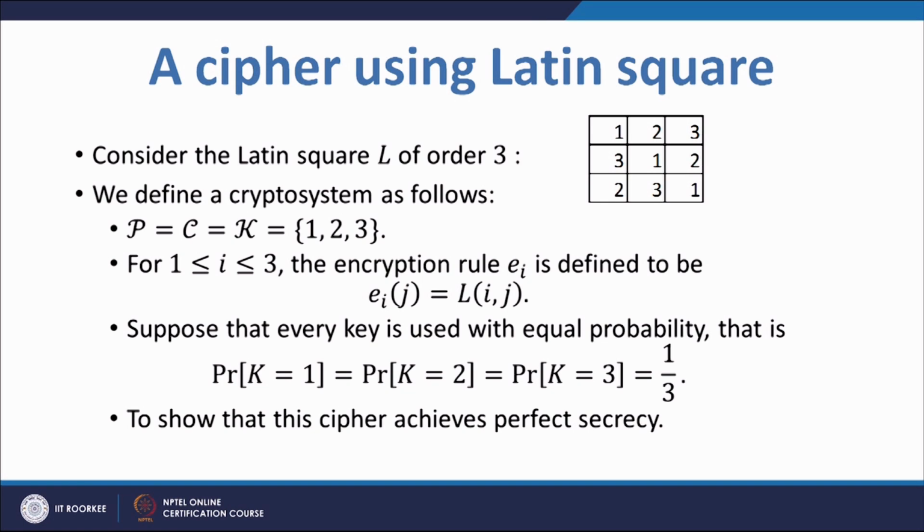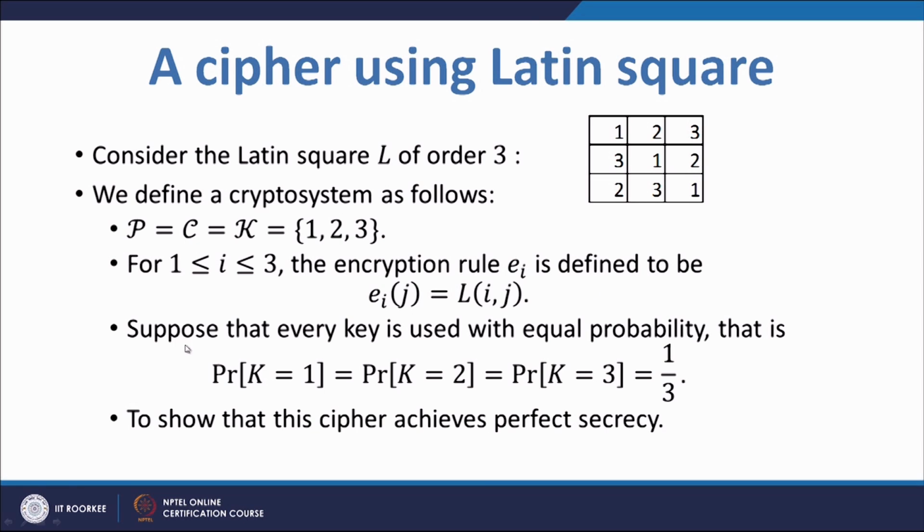We choose a key i, which is a number between 1 and 3. We write e sub i, and j is my plain text, again a number between 1 and 3. And e_ij is the element L_ij, the element of the ith row and jth column of the Latin square L, and that number is the ciphertext.